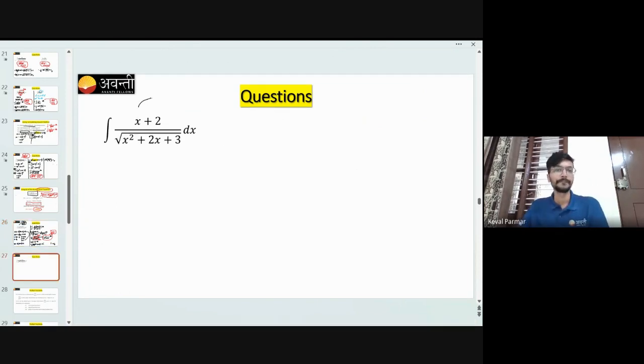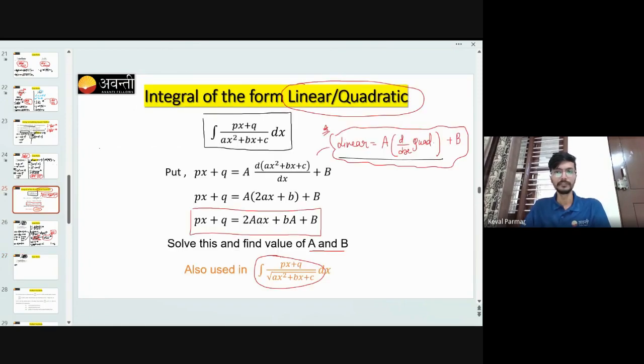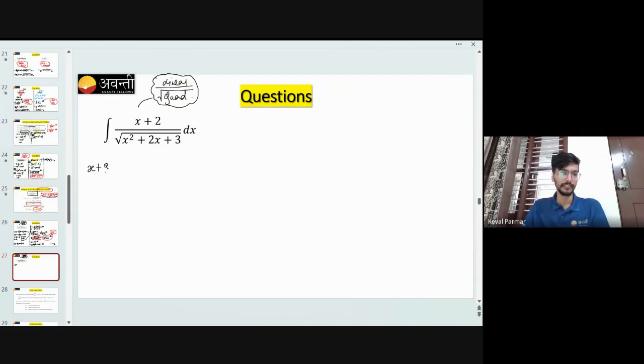This one looks like linear upon root quadratic. So it doesn't matter what it looks like, we'll have to do the same thing. So we'll write linear is equal to, do you remember this? Linear is equal to a into derivative of quadratic plus b.